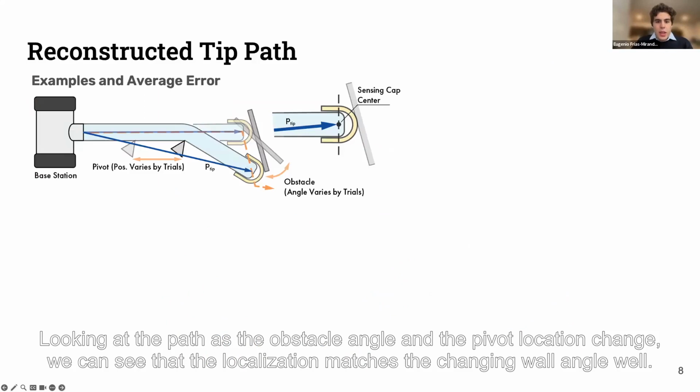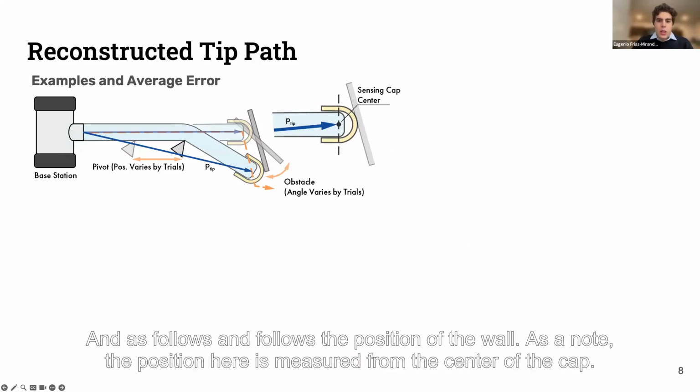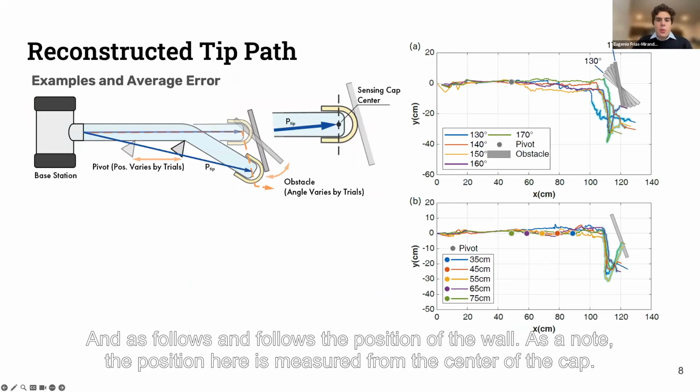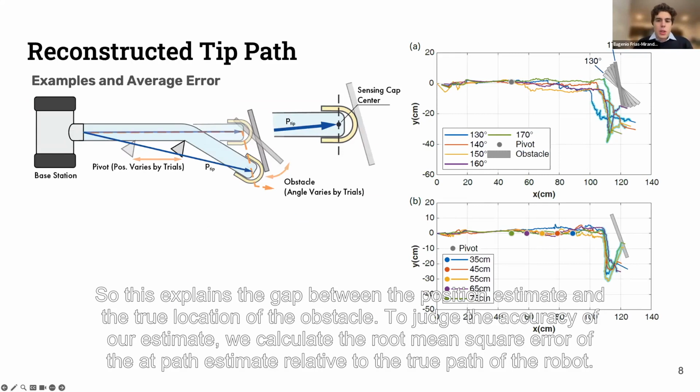Looking at the path as the obstacle angle and the pivot location change, we can see that the localization matches the changing wall angle well, and follows the position of the wall. As a note, the position here is measured from the center of the cap, so this explains the gap between the position estimate and the true location of the obstacle.